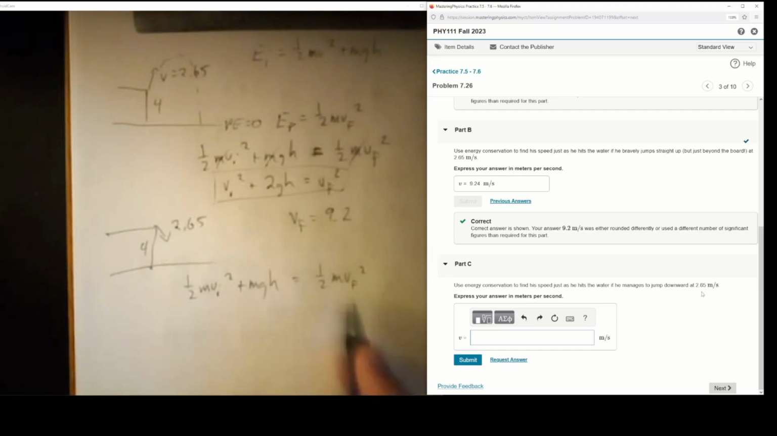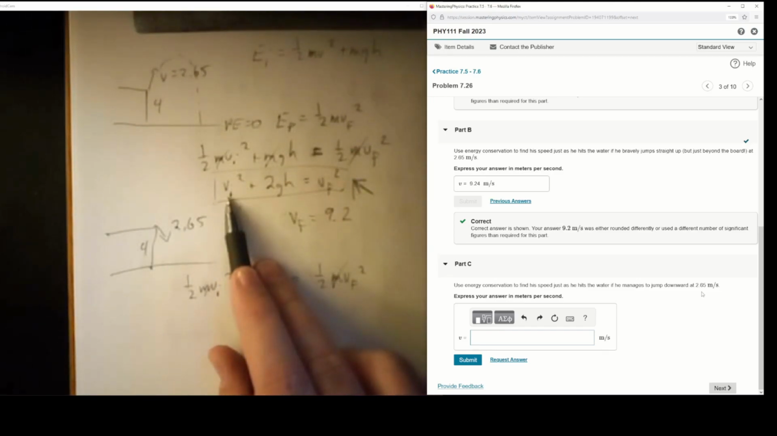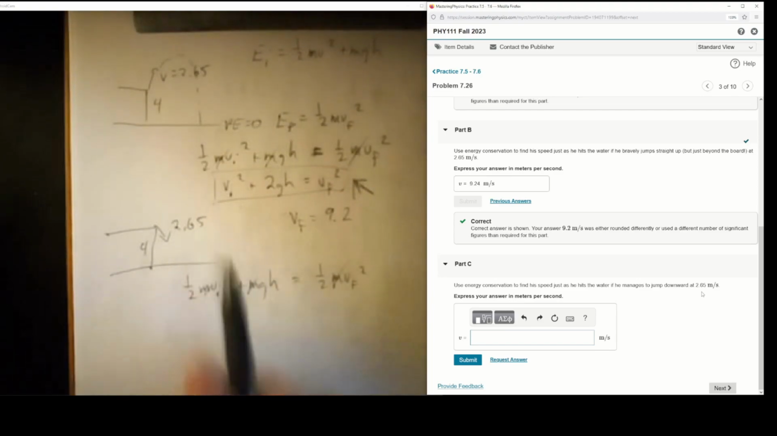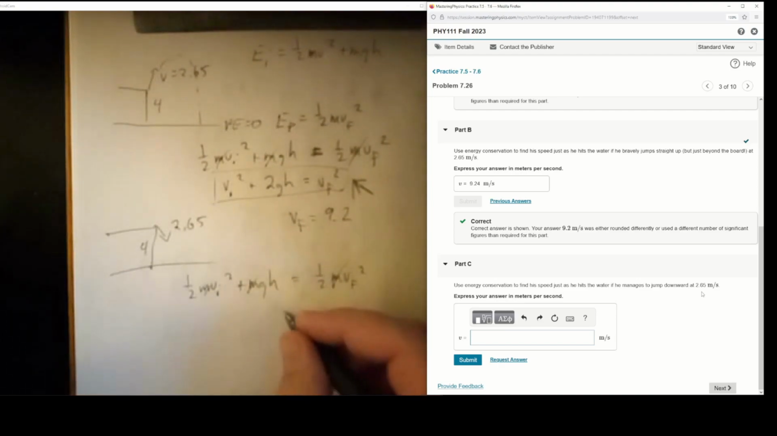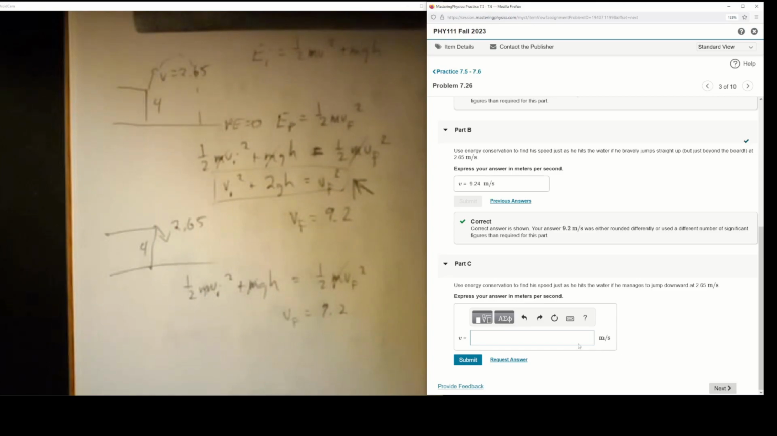And again, the masses cancel. I'd multiply everything by 2. We get this same equation here again. So I'm just going to use this again, except the initial velocity is now 2.65. And we get 9.2 as that final.